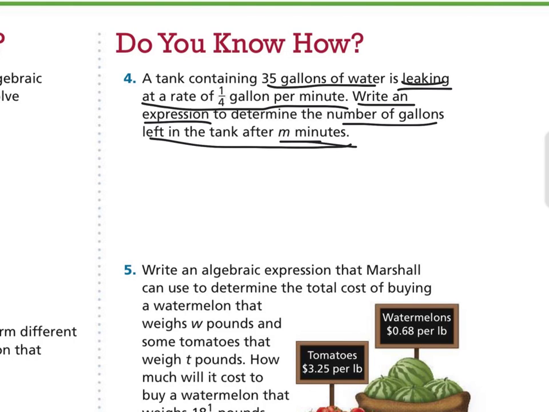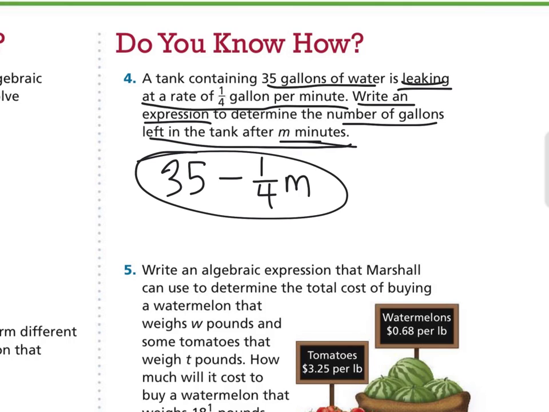Okay, so we're starting out. Our starting point here would be the 35 gallons, and then the water is leaking out. So are we getting more water or are we getting less water? Well, it's leaking out, which means we're going to have less water in there. So we're going to be subtracting from that 1/4 of a gallon per minute. So 1/4 of a gallon times however many minutes. So that would be our expression. And they're not telling us to evaluate for 20 minutes or anything like that. They're just saying write the expression. So once we've done that, we are done.